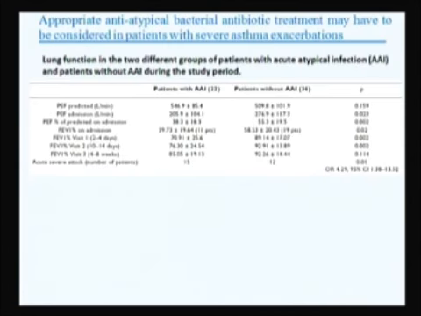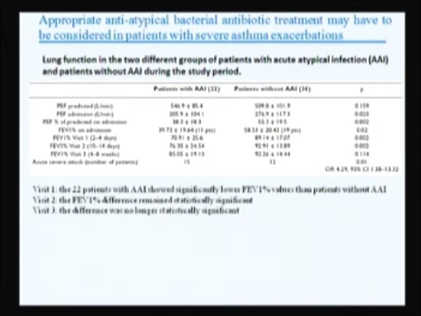Those patients were actually found to have a discrepancy in their bronchospasm and in the severity of their bronchospasm. It turned out that even though all those patients had bronchial asthma that was not well controlled and had an exacerbation, those that had the acute atypical infection seemed to fare worse in terms of their lung function and their response to therapy.